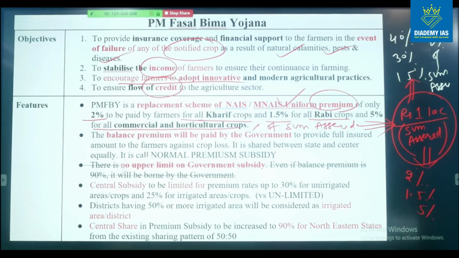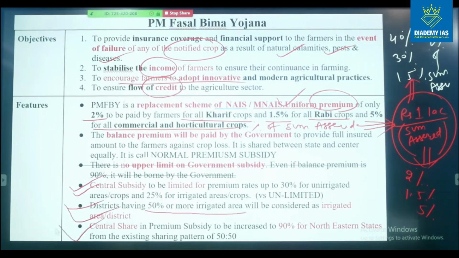Central subsidy to be limited for premium. Now this is the change. Central subsidy to be limited for premium rates up to 30% for the unirrigated areas and 25% for the irrigated areas or crops, right? So it can be area or it can be crop, versus unlimited. And how to identify which area or crop or district is irrigated or unirrigated? So a district having 50% or more irrigated area will be considered as irrigated, otherwise it is unirrigated. So this is the criteria.